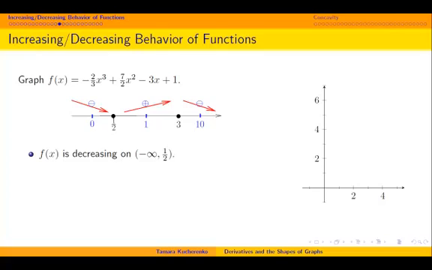We compute the value of the function at point 1/2. We get that f of 1/2 equals 7/24. Therefore, the graph of f goes down to the point 1/2, 7/24.